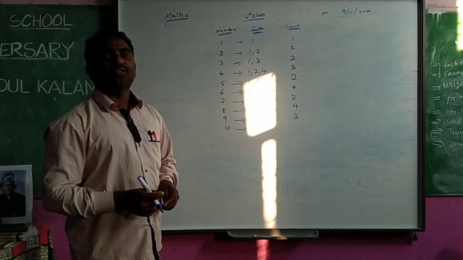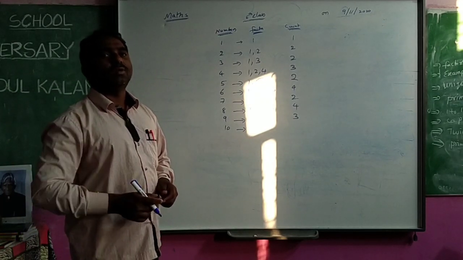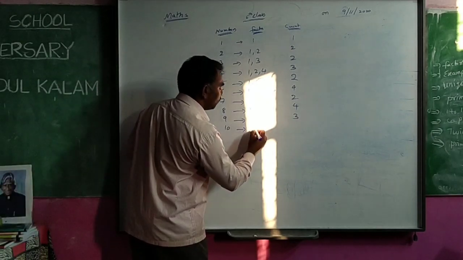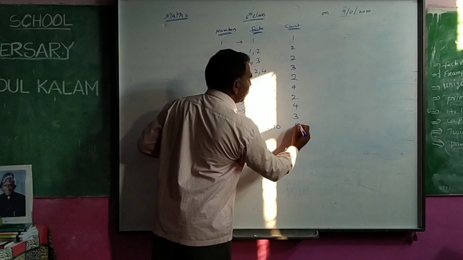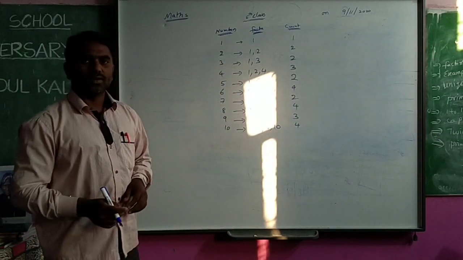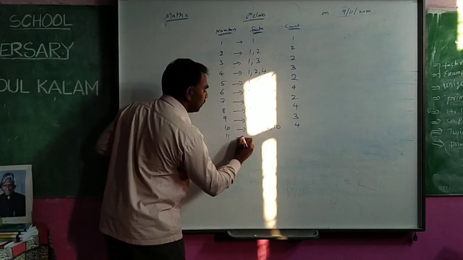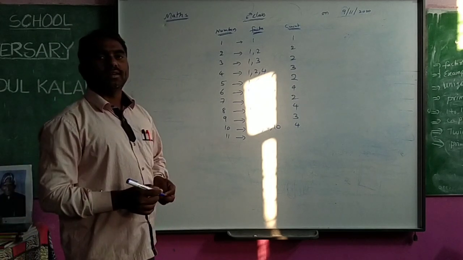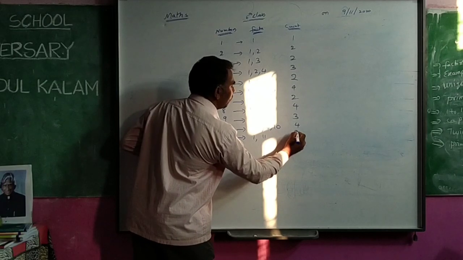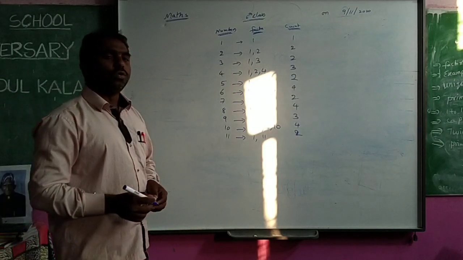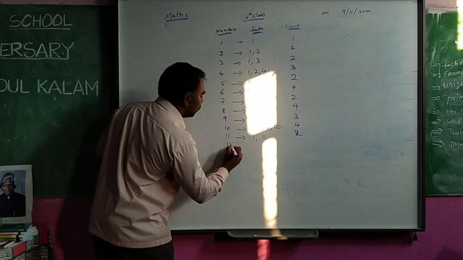What are the factors of 10? In what table 10 will come? Can you say? Yes, 1 table, 2 table, 5 table, 10 table. So how many factors are there? 4. Take 11. Write the factors of 11. 11 comes in which table? Only 1 table, 11 table. So only how many are there? 2 only are there. Take 12.